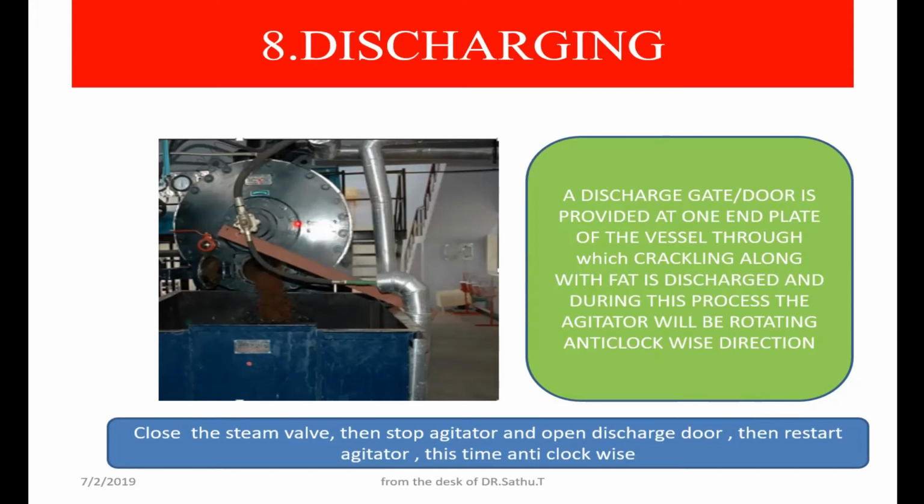So you can put the anti-clockwise direction switch for the agitator, so it will be discharging. It will be carrying the material from inside to this percolator tank. Okay, so it will be discharged here. So you can see here: close the steam valve, then open the agitator, then open the discharge door.